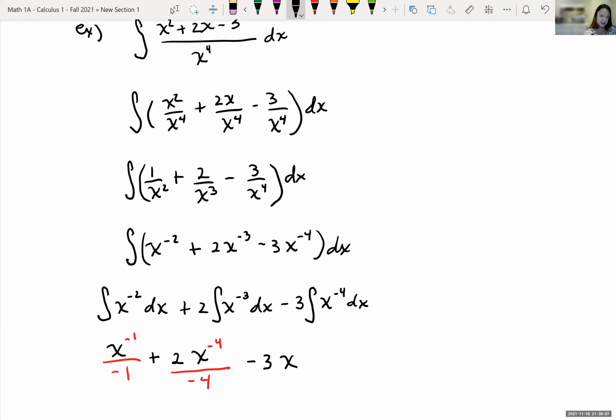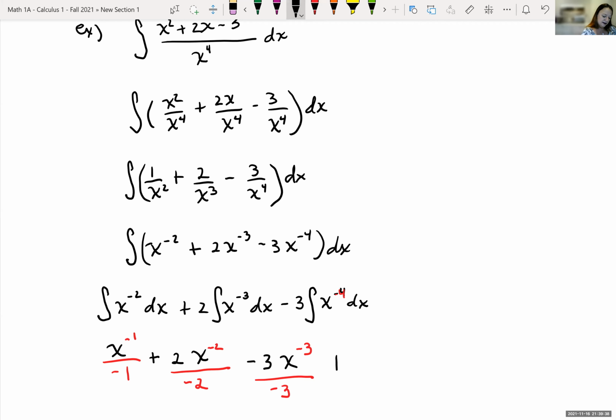I made a mistake. If I add 1 to negative 3, what do I get? Not negative 4. So this is where you've got to be careful, because we're so used to subtracting 1 from our exponent. Okay, so adding 1 to negative 3, we get negative 2. So divide by our new exponent, negative 2. Add 1 to our exponent of negative 4. That's going to give me negative 3. Divide by that new exponent of negative 3.